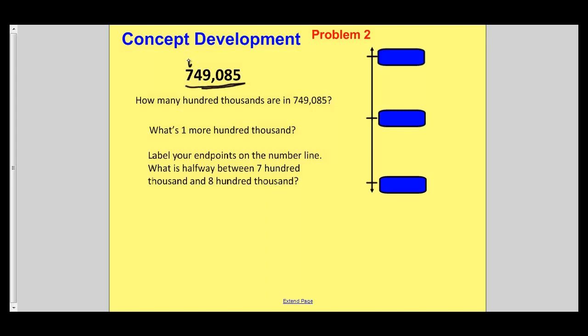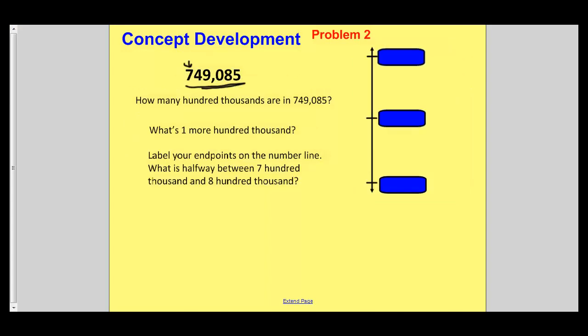So when I get ready to label my vertical number line, I'm looking at what's in the 100,000s place, and I see there's a 7. So that means that there are 700,000s in this number. One more 100,000 would be 800,000. So half of 100,000 would be 50,000. So the halfway point is 750,000.